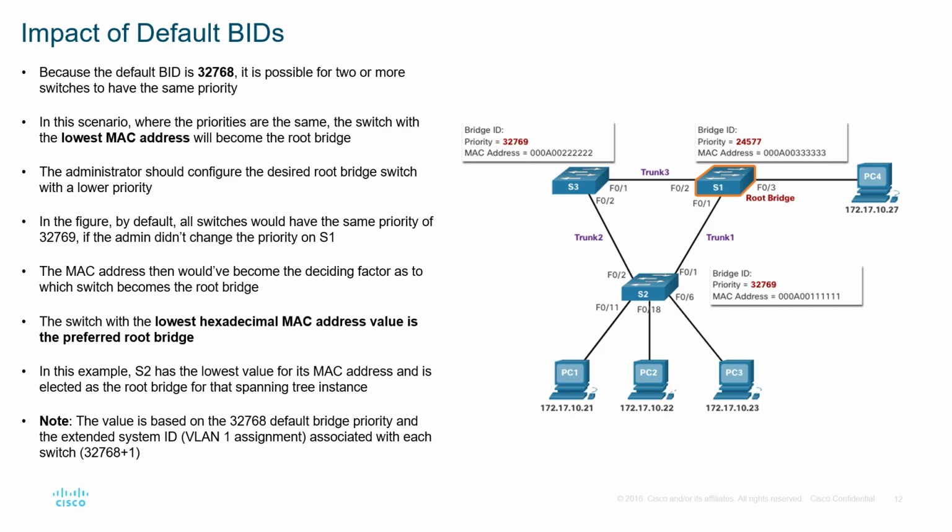So in this figure, by default, all switches would have the same priority of 32769, meaning the default of 32768 plus the VLAN default of 1. So if the administrator didn't change the priority on S1, it would default to the lowest MAC address. In this case, without the administrator changing the priority on switch 1 to 24577, the priority would be 32769 for both, and switch 2 would become the root bridge. So the value is based on the 32768 default bridge priority and the extended system ID of VLAN 1.